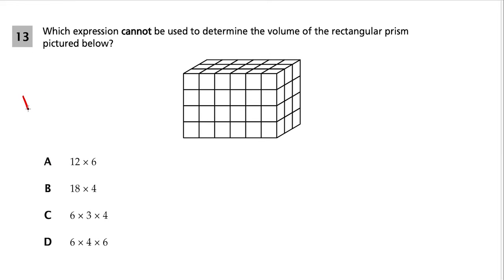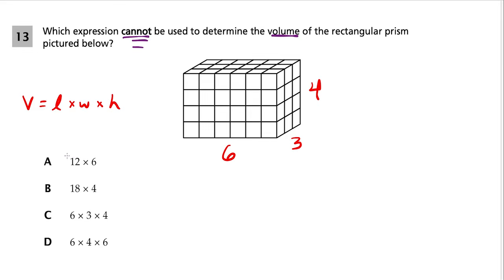For question 13, we need the volume of a rectangular prism formula again. Length times width times height. And we have to label the dimensions here. We're going across 1, 2, 3, 4, 5, 6. And we're going back 1, 2, 3. And we're going up 1, 2, 3, 4. But we want to find out which of these expressions cannot be used to determine the volume.